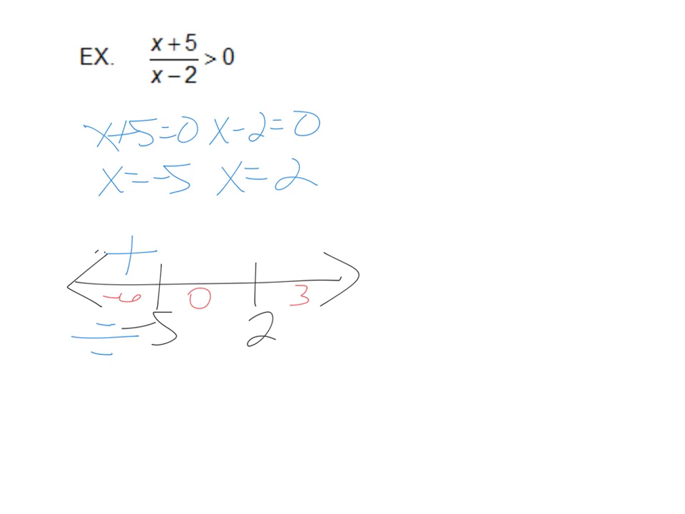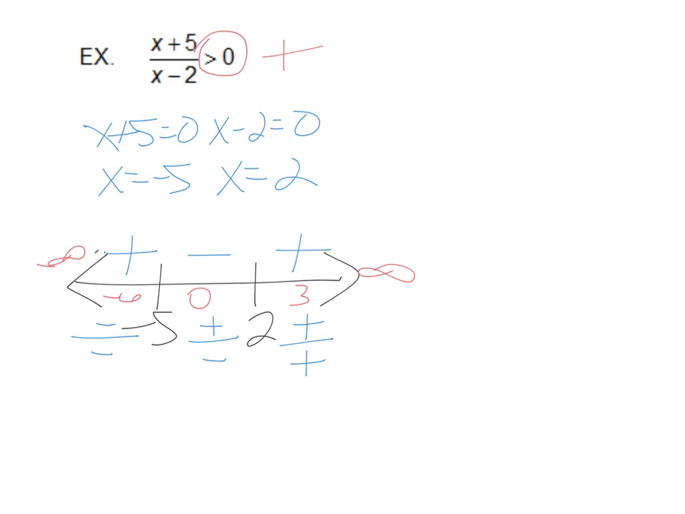The 0 on top would be positive, on the bottom would be negative. Positive divided by negative is negative. 3 on top is positive, on the bottom is also positive, so that interval is positive. Again, we have positive, negative, positive. I don't know what's up with that, but back to the original.